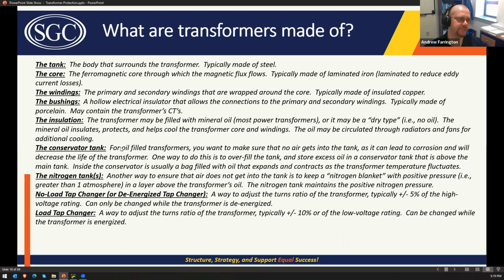If your transformer doesn't have an LTC and it's feeding distribution customers, it probably has a series of single phase regulators that regulate the voltage on each phase.